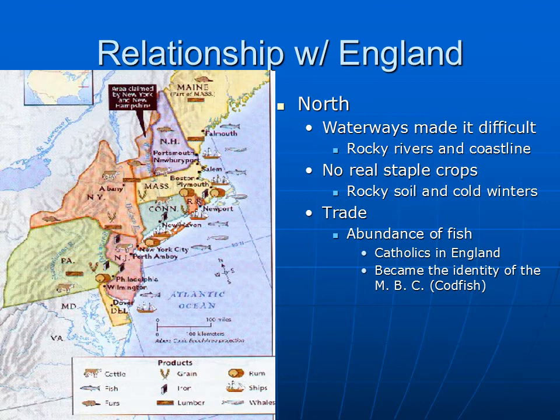The codfish is the identity of the Massachusetts Bay Colony. A codfish was in the Massachusetts State House up until recent times. So it is that symbol.